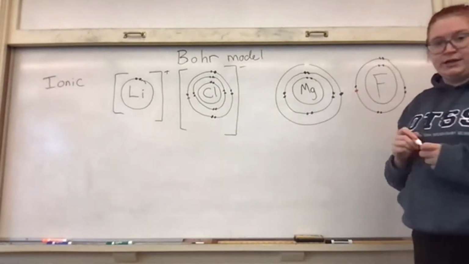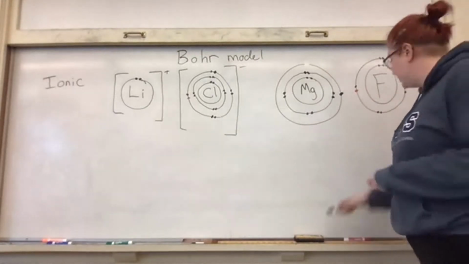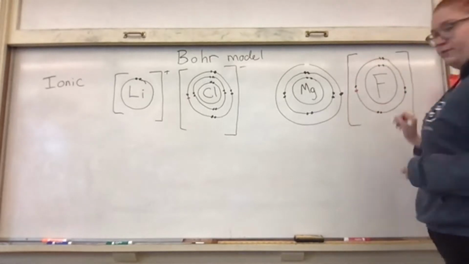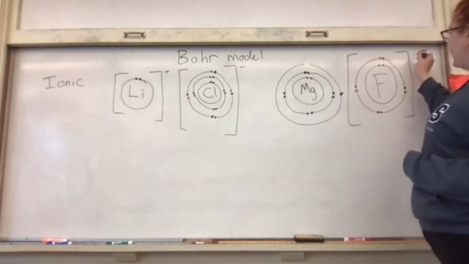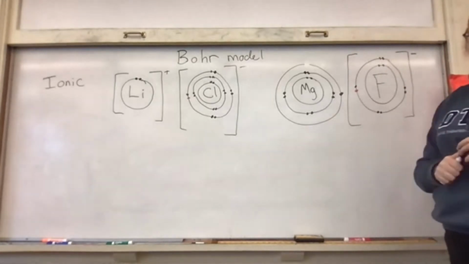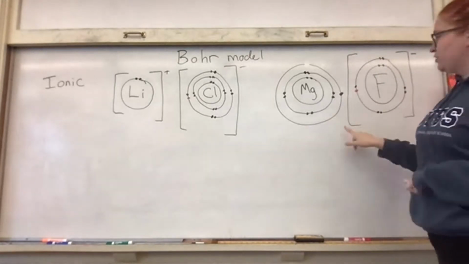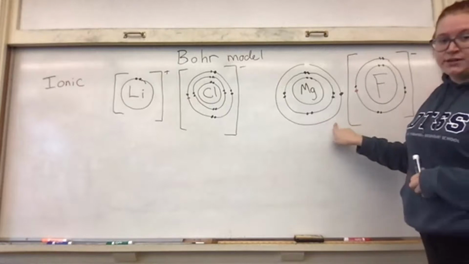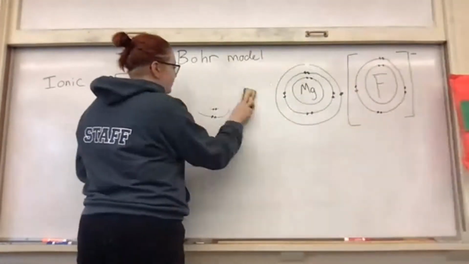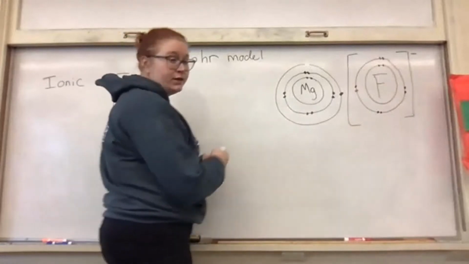This fluorine is great. It is happy. It is its most stable self. And it is an ion, a -1 ion. Remember, scientists are too lazy to draw ones. Okay, but what about this magnesium? It is not stable yet. What it's going to do is find another fluorine.